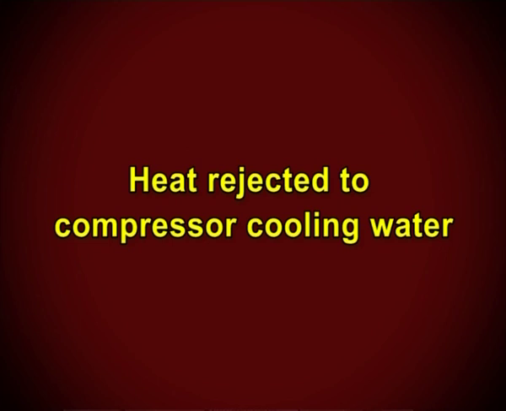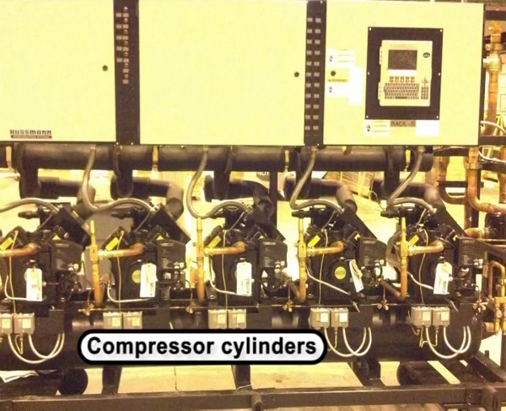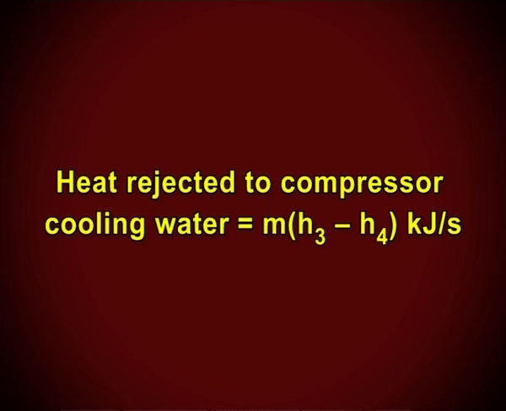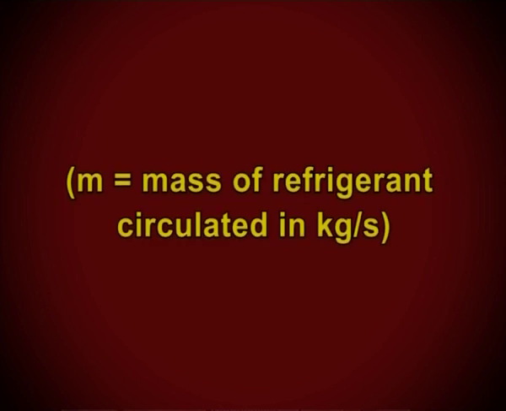Heat rejected to compressor cooling water. If the compressor cylinders are jacketed, an appreciable amount of heat may be rejected to the cooling water during compression. If the suction and discharge compression conditions are known, this heat can be determined as follows. Heat rejected to compressor cooling water equals m into (h3 minus h4) kJ/s, where m equals mass of refrigerant circulated in kg/s.